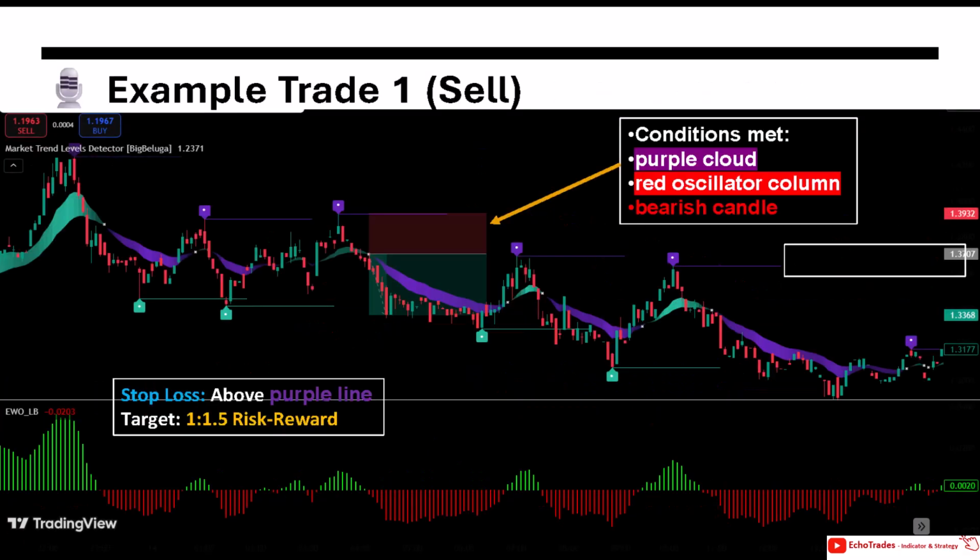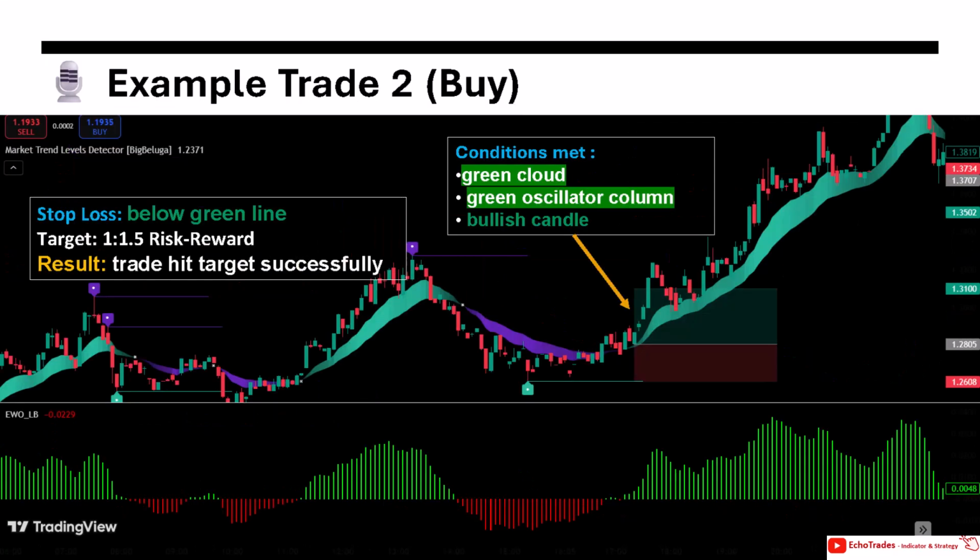Yeah, that makes sense. And we saw some really compelling examples in the source material, didn't we? There was one on a 15-minute US 30 chart. A sell trade, everything lined up perfectly. Purple cloud, sell arrow, red oscillator bars, strong bearish candle. And that trade hit its 1.1.5 target beautifully. It did. And there was a similar buy example shown too, with the green cloud, buy arrow, green oscillator, bullish candle also hitting its target. The clarity you get when both indicators agree like that is pretty remarkable.